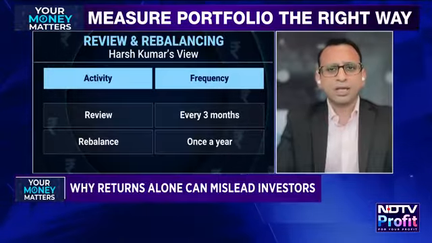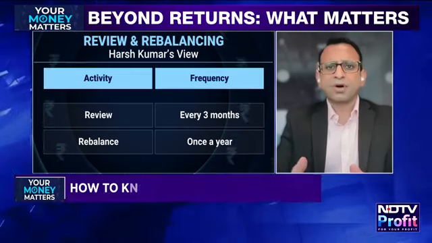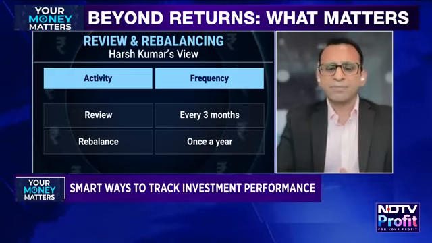So ideally, when you decide your asset allocation, you don't decide a single number. You can decide like, I want to have 55 to 65% in equity. I want to have 20 to 25% in debt.